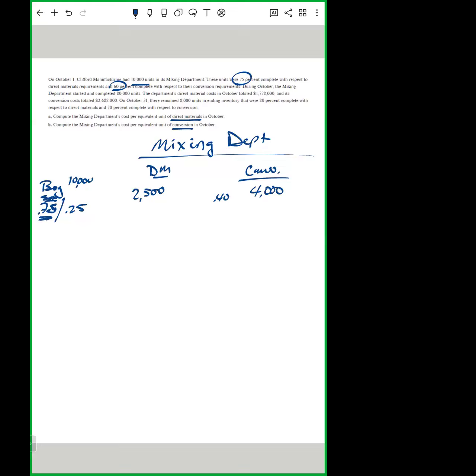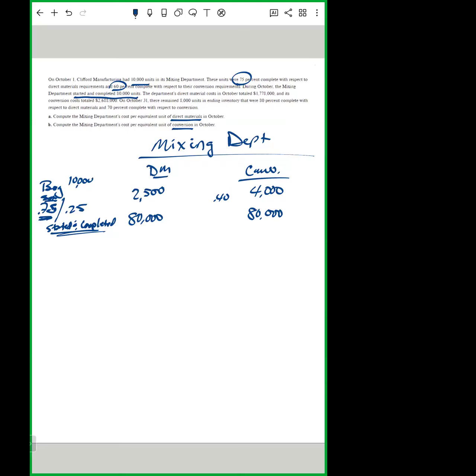Okay. Then during the month, started and completed. All right. So this is good. They've already done the math for us. So we've got 80,000 units because these are started and completed. So because we have both started and completed, then we just add them in. We don't have to do anything fancy there because usually, we have to do some math to come up with started and completed. But in this case, we were given the exact number that we needed.